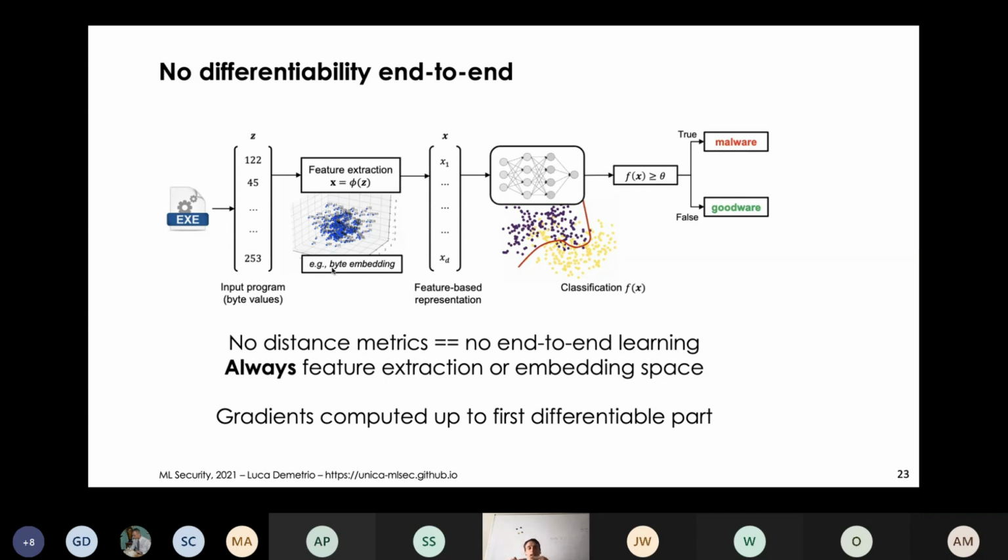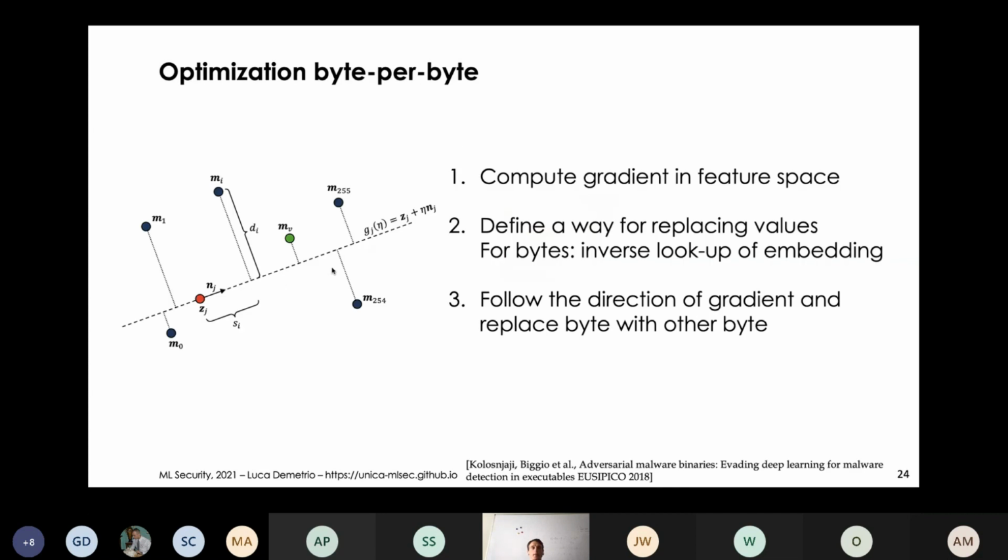So since there is a one-to-one mapping between bytes and their embedding values, you can compute the gradient up to the embedding value, and then you can basically take the closest byte to that embedding value. And that's how you do gradient-based attacks in this domain. You compute the gradient, and the gradient is a monster because it's a matrix, where each row is the gradient in this byte space. So in order to choose the best byte to use as a substitution, you do the following.